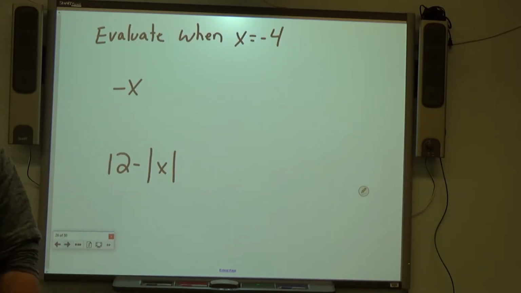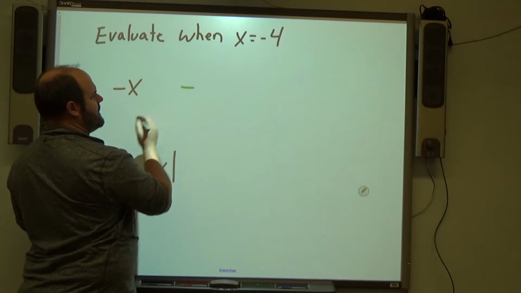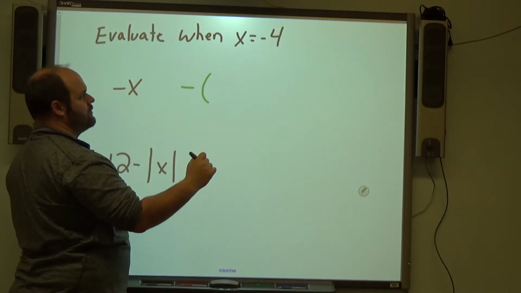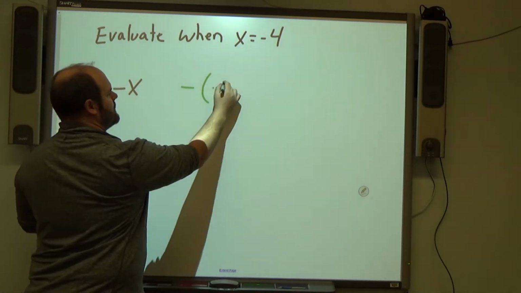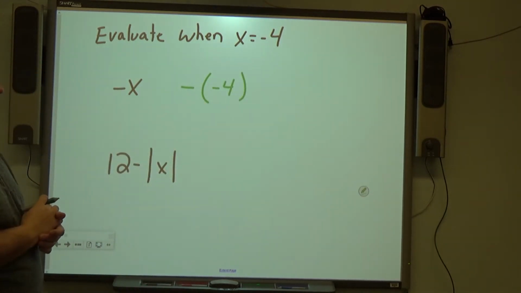And now we're back to evaluate. Evaluate when x equals a negative 4. Okay, the first problem. We have a negative x. So we have to have that negative first, and then once again, use parentheses when you substitute a number in. So we have a negative, parenthesis, negative 4.